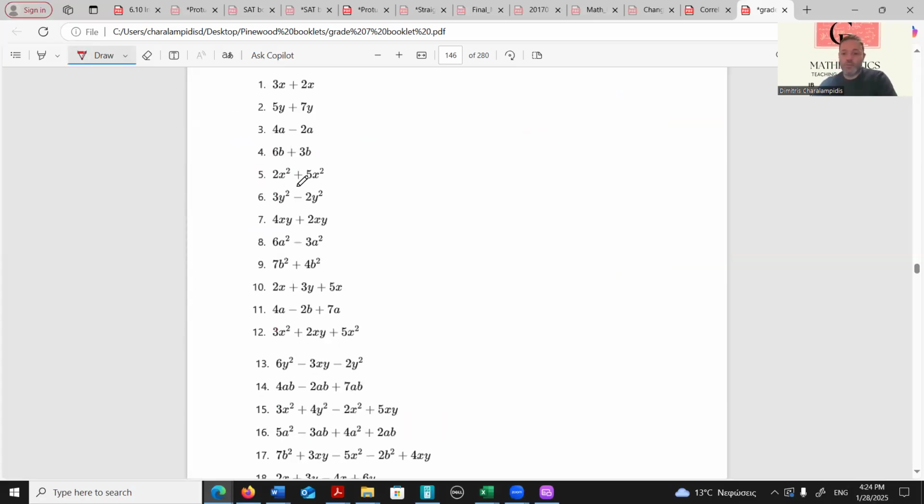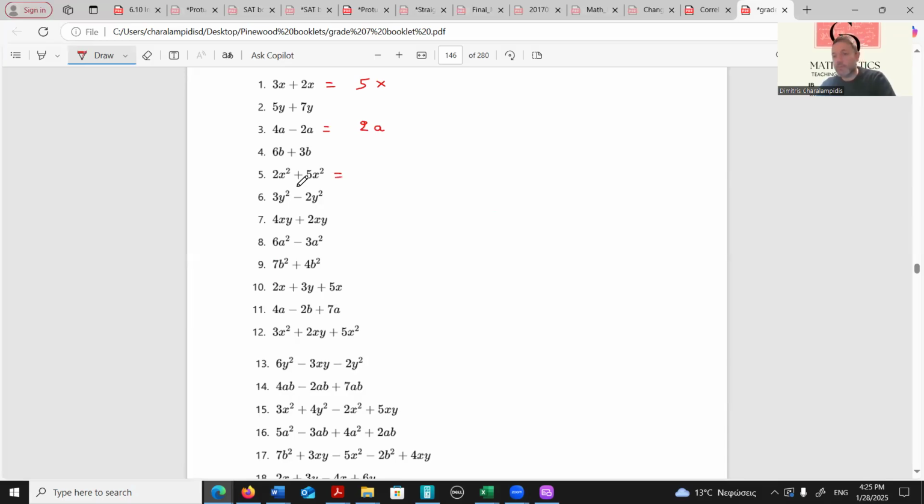Let's do the odd ones. 3x plus 2x. The common variable part is x. 3 plus 2 is 5x. 4a minus 2a. The common variable part is a. 4 minus 2, it's 2a.